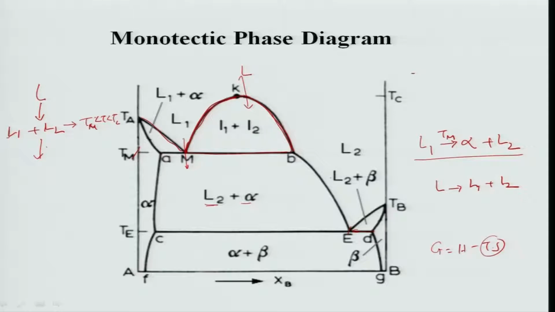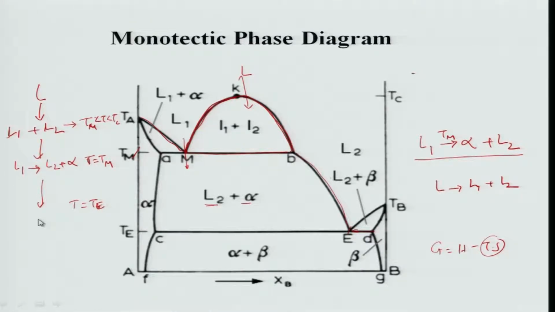Now at Tm, this one liquid L1 will undergo the monotectic reaction to L2 plus alpha. This will happen at T equal to Tm, correct. Then from Tm to Te, this liquid L2 will precipitate more alpha, nothing else will happen, only more alpha, because the composition of the liquid keeps on increasing. So between Tm and Te some more alpha phase will precipitate.